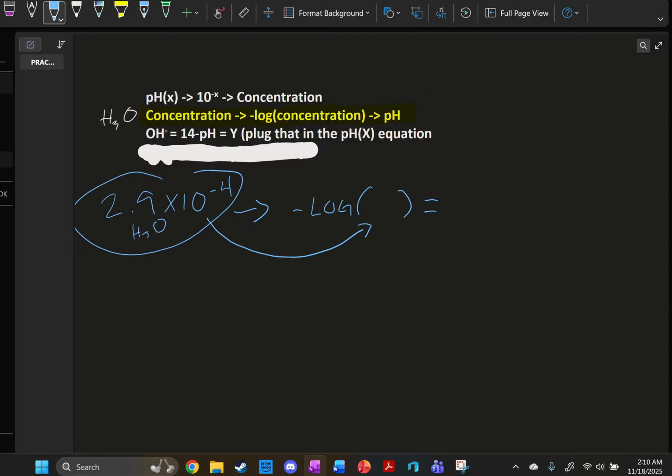So negative log, and that's important, negative log of 2.9 times 10 to the negative 4. And I always do the closed bracket. I don't think it really matters, but I always do it. And so it spits out 3.5376. We only have 2 significant figures, so we're going to be focused on these 3 right here. And we're going to round down because 3 is less than 5. So our pH equals 3.5.